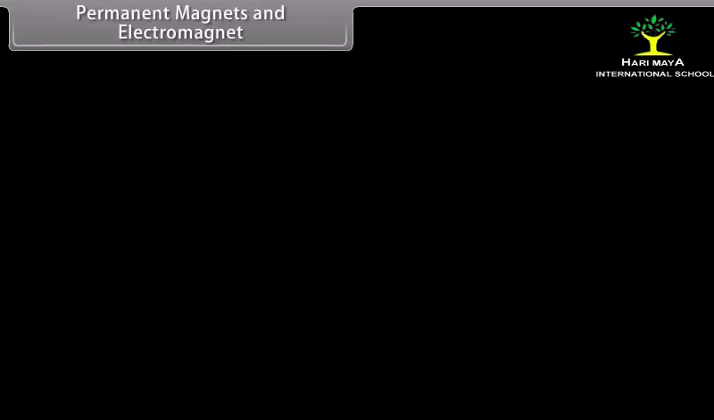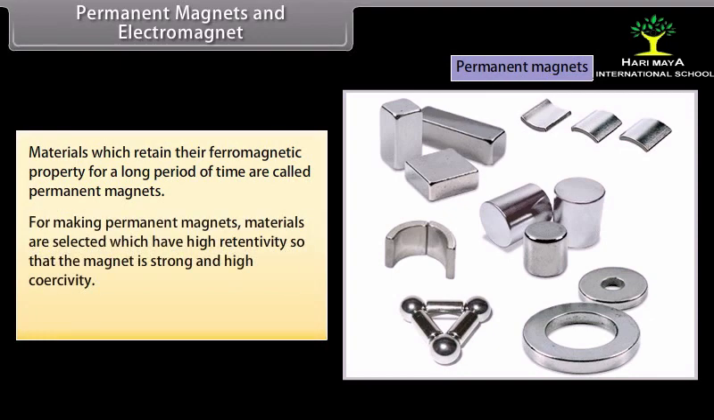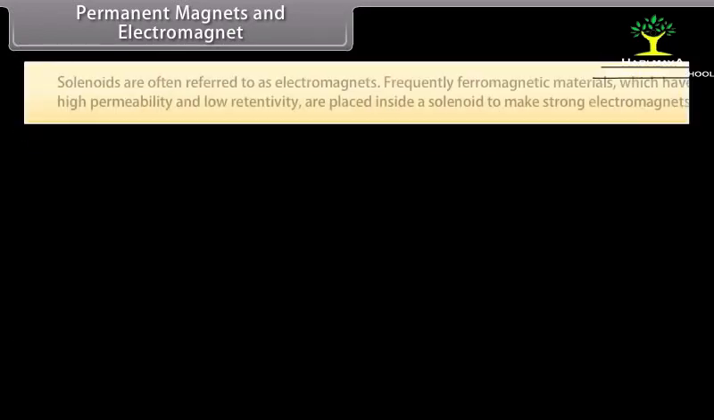Permanent magnets and electromagnet. Materials which retain their ferromagnetic property for a long period of time are called permanent magnets. For making permanent magnets, materials are selected which have high retentivity so that the magnet is strong, and high coercivity. For example, steel, alnico, and cobalt steel.